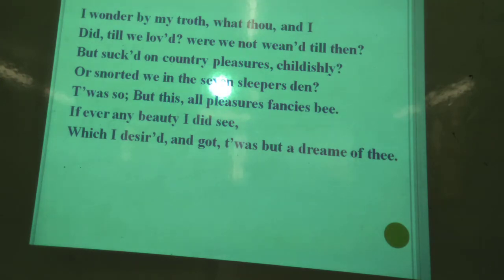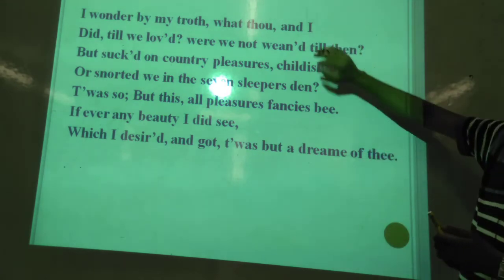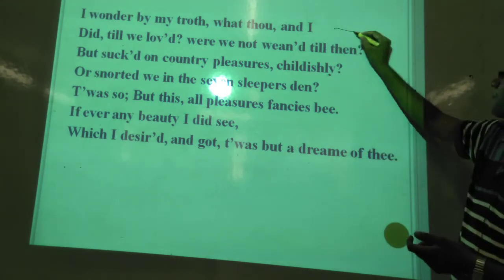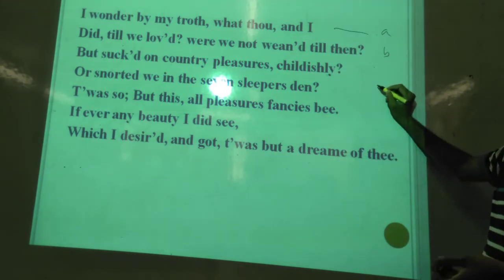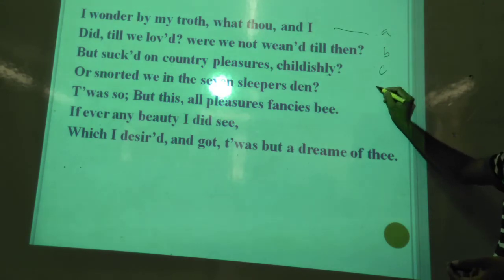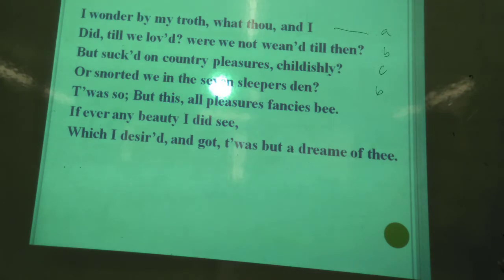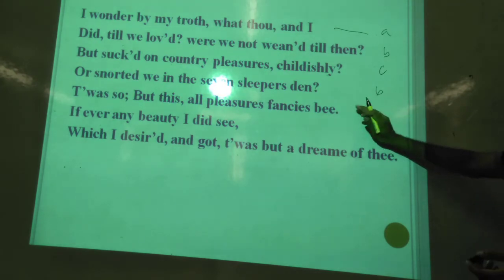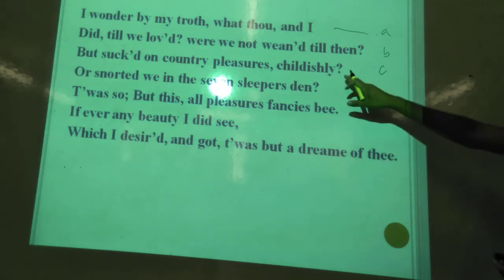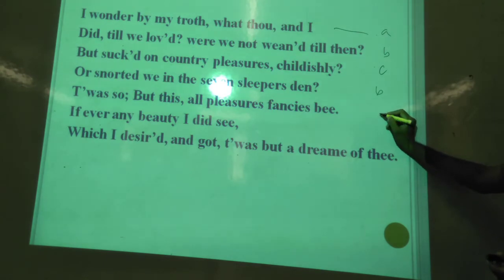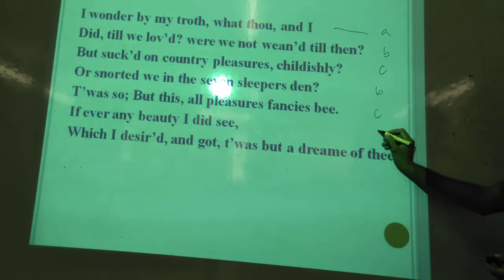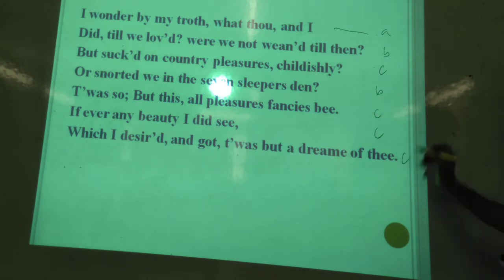Anyway, now you have seen that. Can anyone explain the rhyme scheme of the poem? First of all, you have seen A, A, then B, B, B, C, B, C, C, B, B, B, then D, B, D, D, C, then it should be C, C, childishly, B, B, it should be C, C, C, C, C.